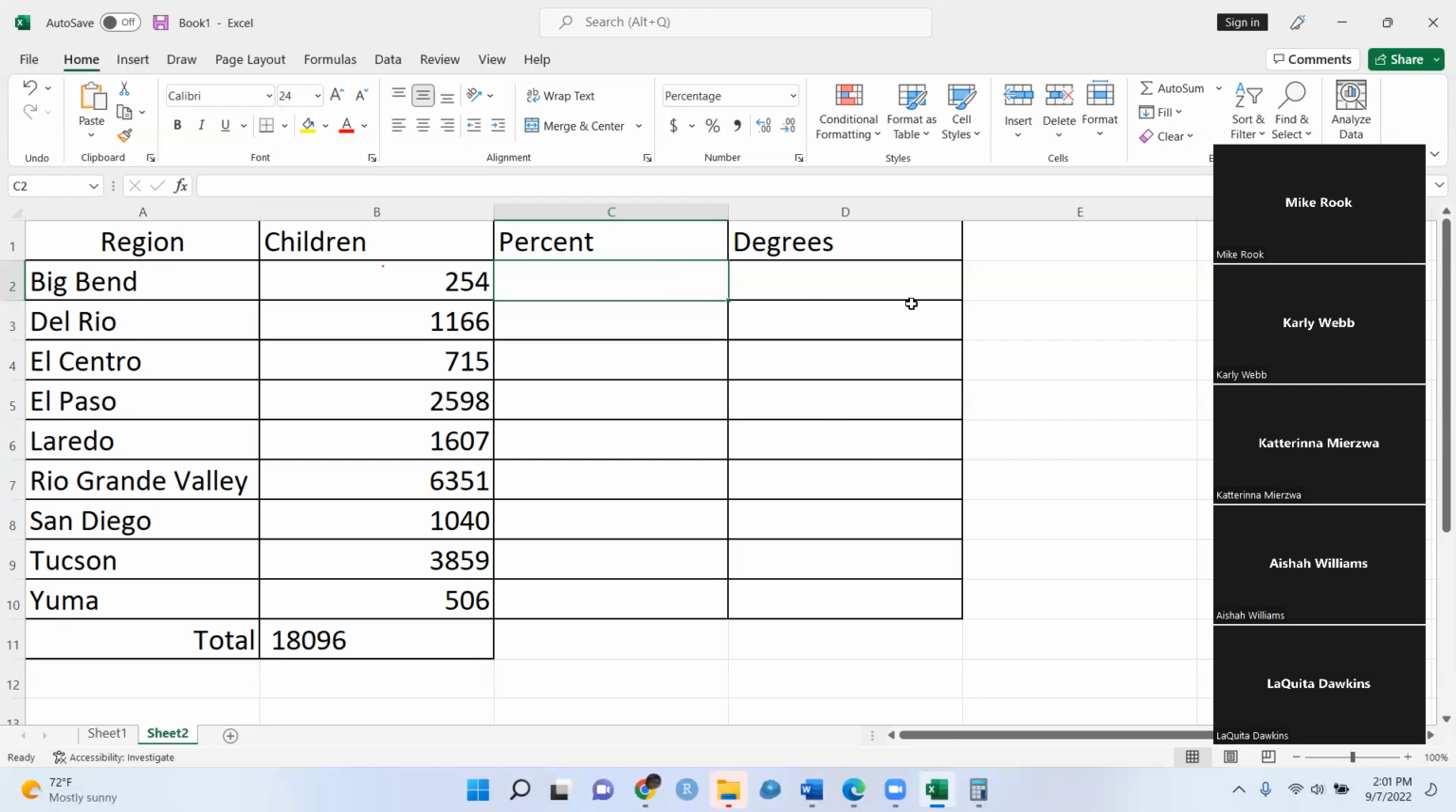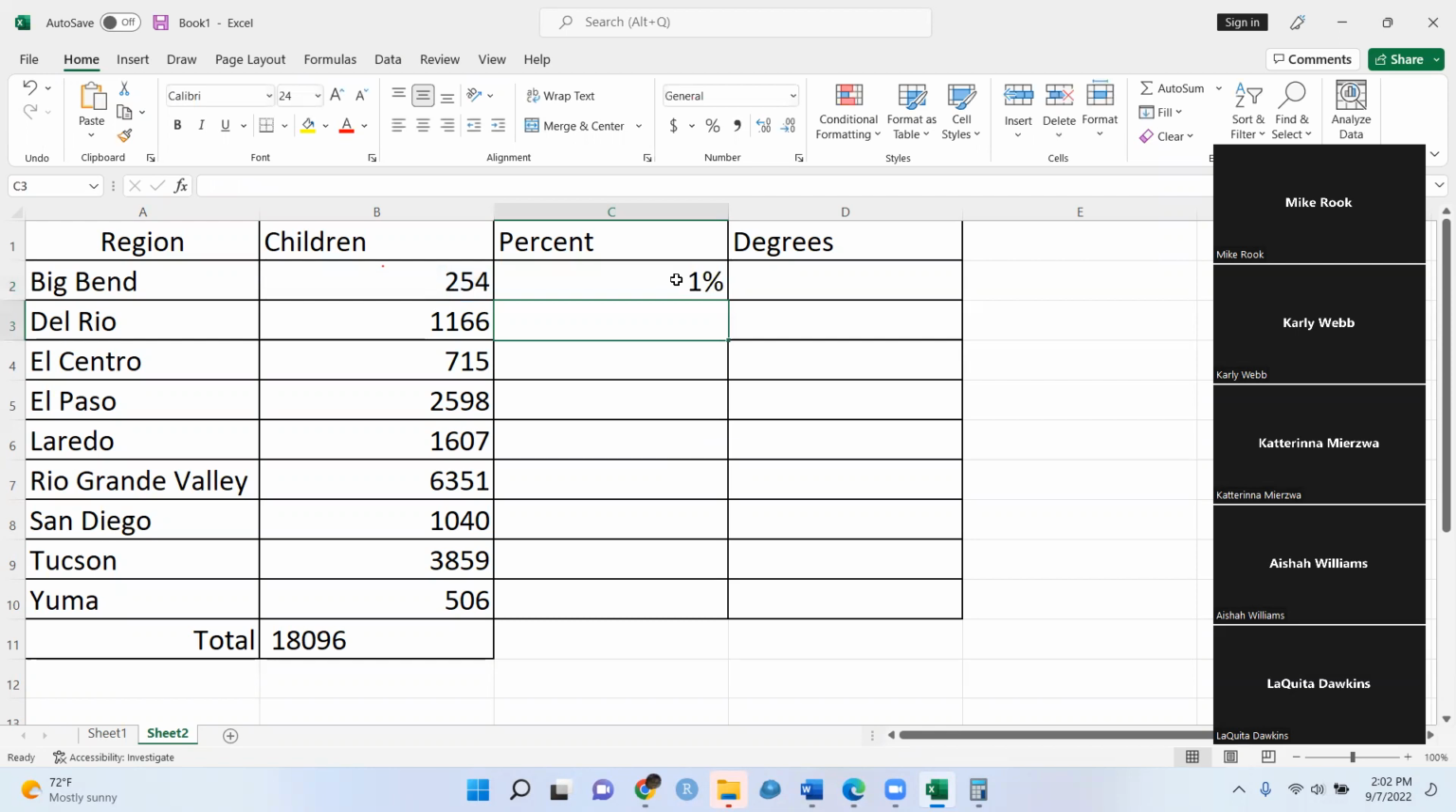So what we're doing is we're telling Excel, here comes a formula. So we're hitting the equals button, and that's the thing that says, here's the formula. And then I'm using the mouse to click the cell that contains the numbers. And then since a percent is the part, which is what the 254 is, divided by the whole, that's the sum of all these, which is the 18,096. I want to divide this by the 18,096.